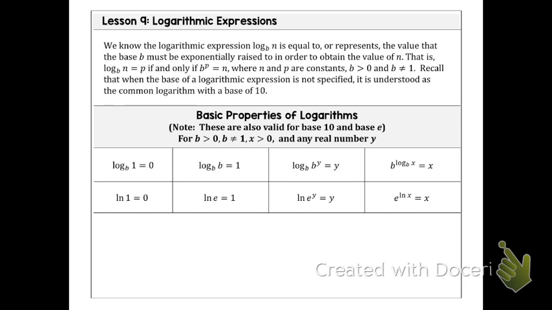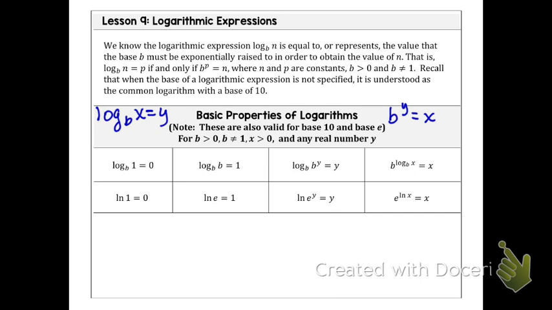Now I'm going to change it because most other curriculums use different letters. So usually they'll use something like log base b of x equals y, and then b to the y equals x. So we can change it from log form to exponential or exponential to log if we need to. It says there that n and p are constants, so that means our x and our y are constants, and our b has to be a positive number greater than 0, but it cannot be the number 1.